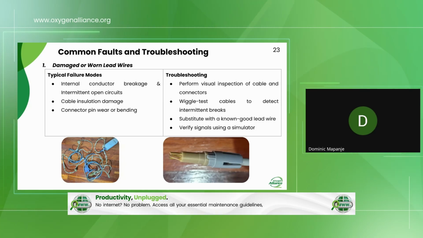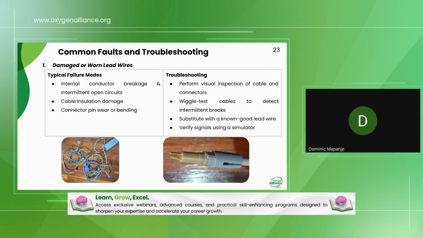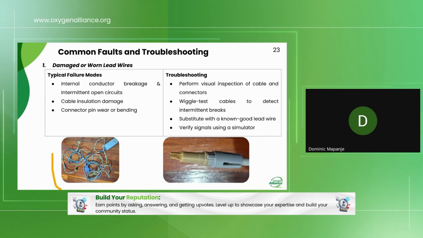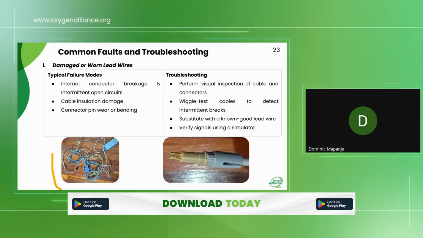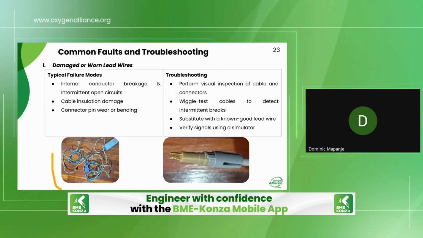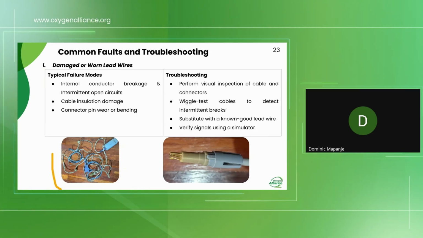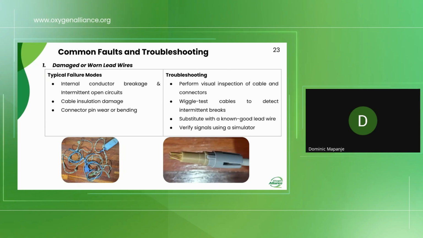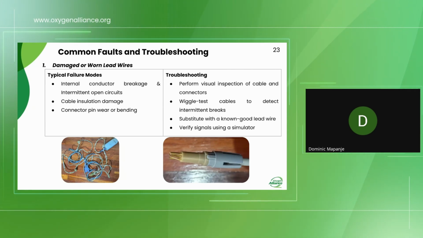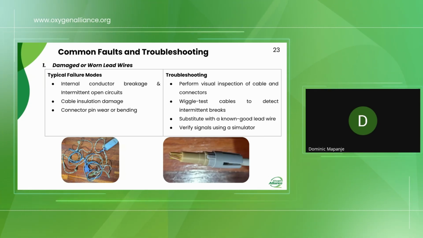So another thing is cable insulation damage. As you can see in the picture here, we have the probe which has a worn out jacket. So wires are exposed. I think you can see clearly that the internal wires are actually exposed. So this is another common fault or another common failure mode. And on the right hand side there, we have a connector with bent pins. So that's another common fault that we actually do find in the hospitals.